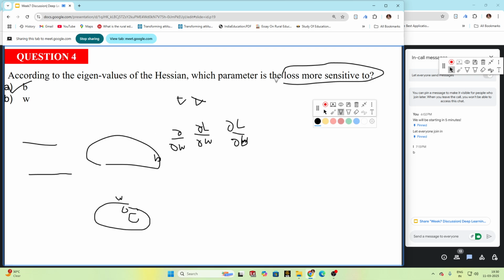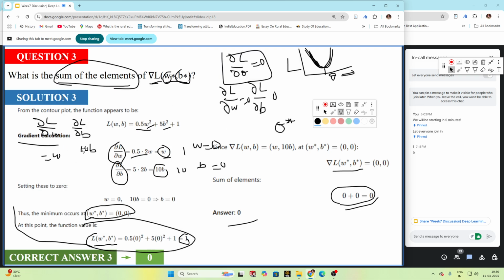The second question asks which parameter the loss is more sensitive to. We have two parameters, B and W, so we have to find out which one the loss is sensitive to. For that we calculate the Hessian matrix. What is the Hessian matrix? Earlier we calculated del L by del W and del L by del B. Now we take del L by del W and apply d by dW to it, so that will be del squared L by del W squared.